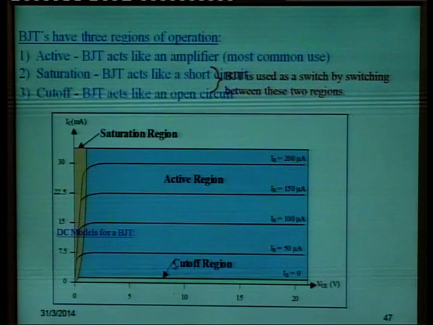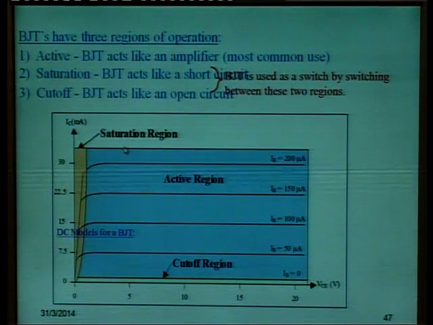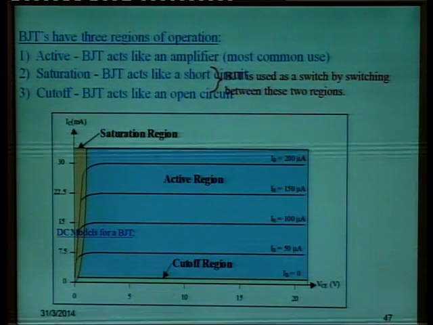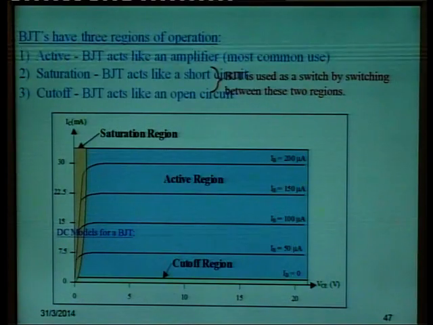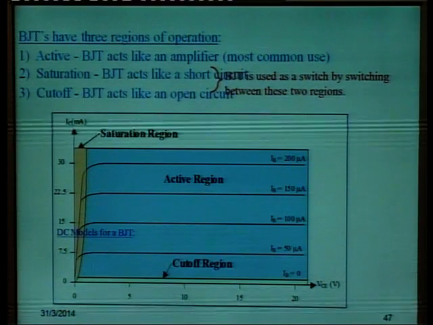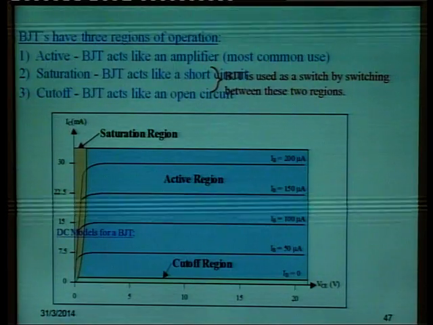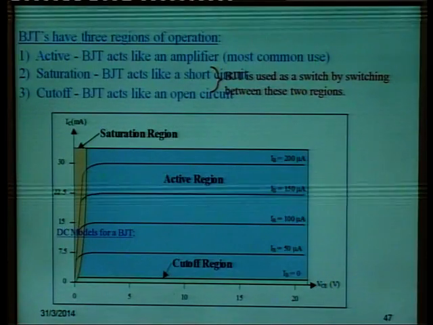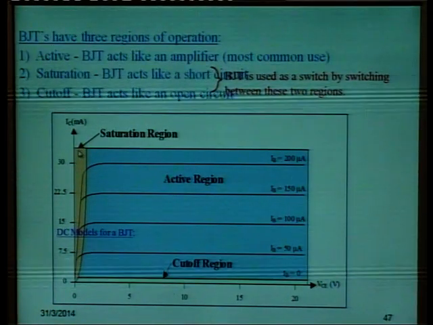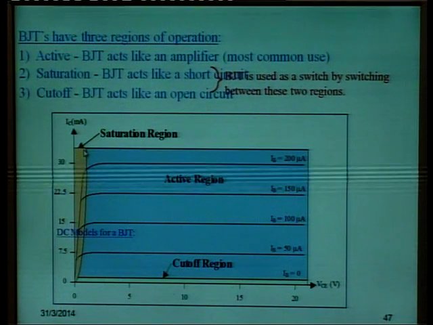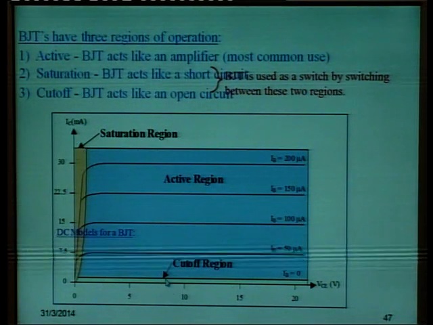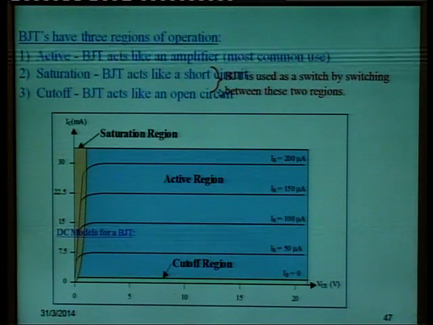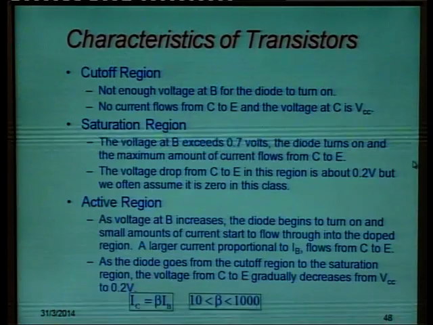This shows the cutoff region, this is the saturation region. So, BJT has three regions of operation. One is called active. BJT acts like an amplifier here. This is the most commonly used portion of the characteristic. BJT acts like a short circuit in the saturation region. This is the saturation region, and then there is a cutoff region. BJT acts like an open circuit, and when you use it between saturation and cutoff, it acts like a switch.